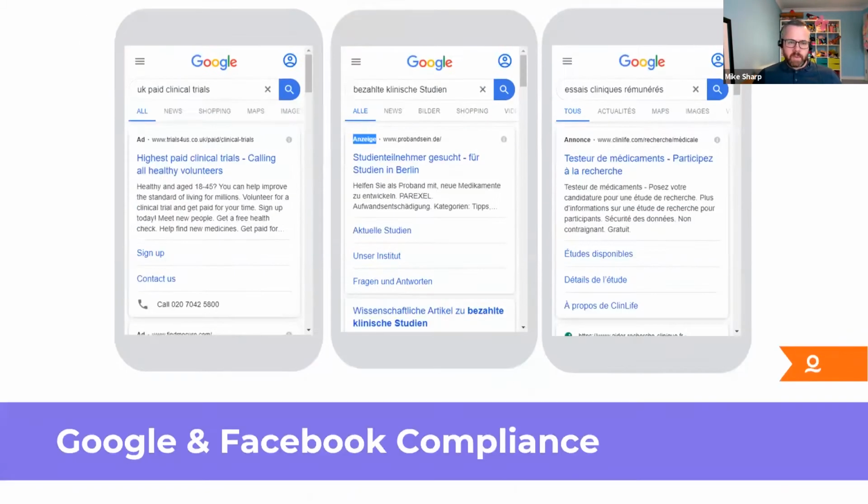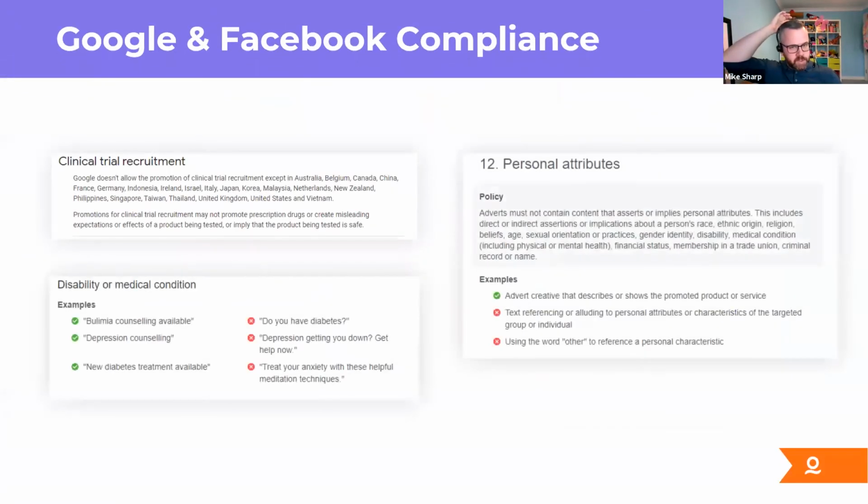One of the key things that everyone, I'm sure, who's watching this will appreciate is the importance that compliance plays in this whole equation. And that's not only from a client side compliance, but also from the media owners. So we have to be mindful of the sensitivities around some of the policies that are in place. For example, Google has a very specific clinical trial recruitment policy that you can see top left there, which says it can be done, but only in certain markets.